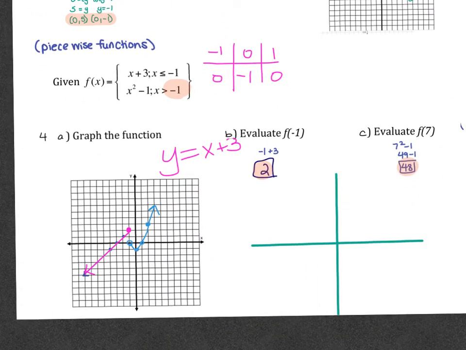Then came your piecewise function. So there's parts where you're graphing your piecewise function, and then there's parts where you're evaluating. So if something like B on this, you had to figure out that -1 would have been in the range on the top, then plug it into the top. On 7, you would have had to figure out that that's in the bottom. You would have plugged it into the one on the bottom.